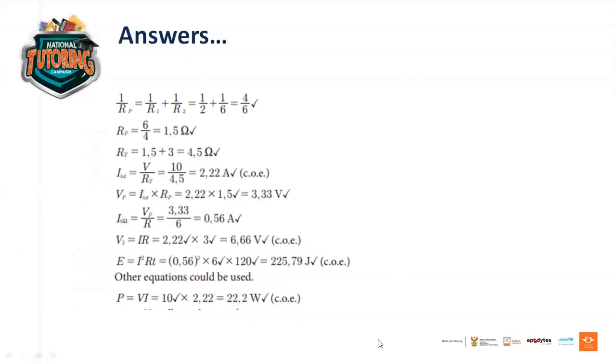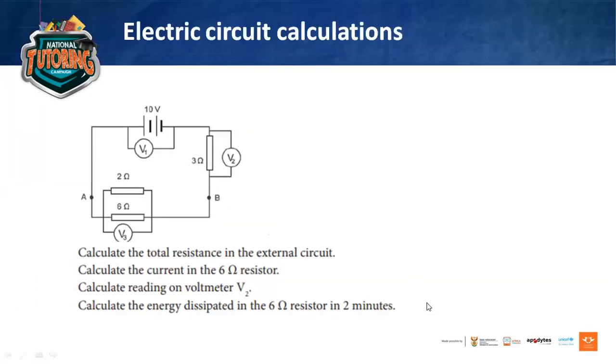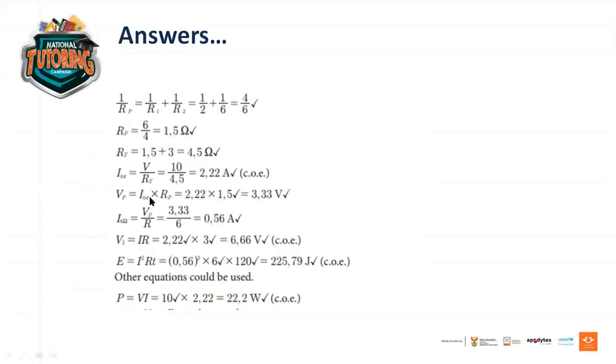So here, we're going to first start with our R parallel, with this parallel branch. And then after you calculate the parallel branch, you're going to add it to your series branch. That's going to be your total resistance of the external circuit, which is what we did here. We said R parallel, we found the answer. And then we said R total is 1.5 plus 3 ohms, okay?